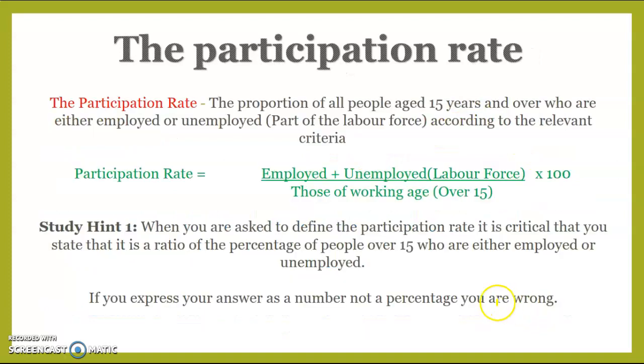The participation rate is the employed plus the unemployed, so everyone in the labour force, as a percentage of everyone over the age of 15. So the participation rate tells us what percentage of people over 15 are actually looking for work and want a job, as opposed to the unemployment rate, which tells us what percentage of people looking for a job can't find work.